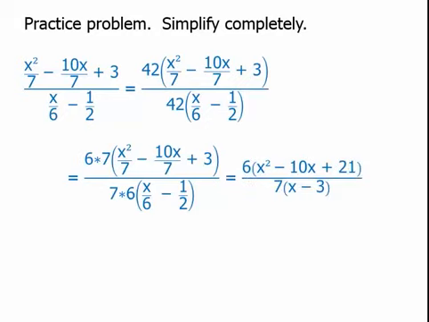Well, that polynomial, that quadratic in the numerator, x squared minus 10x plus 21, we can factor that to x minus 3 and x minus 7. Then the x minus 3's cancel, and we're left with 6/7 times x minus 7.